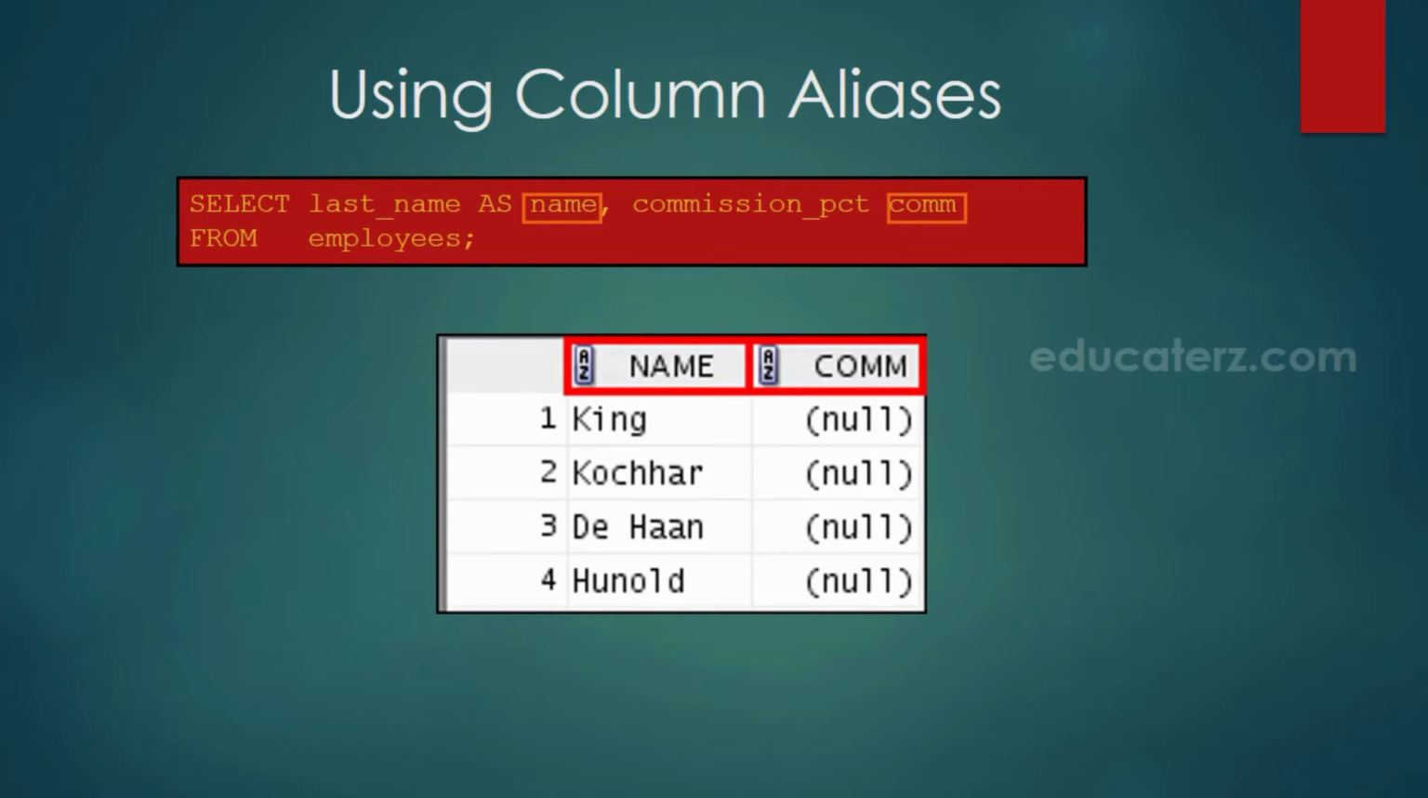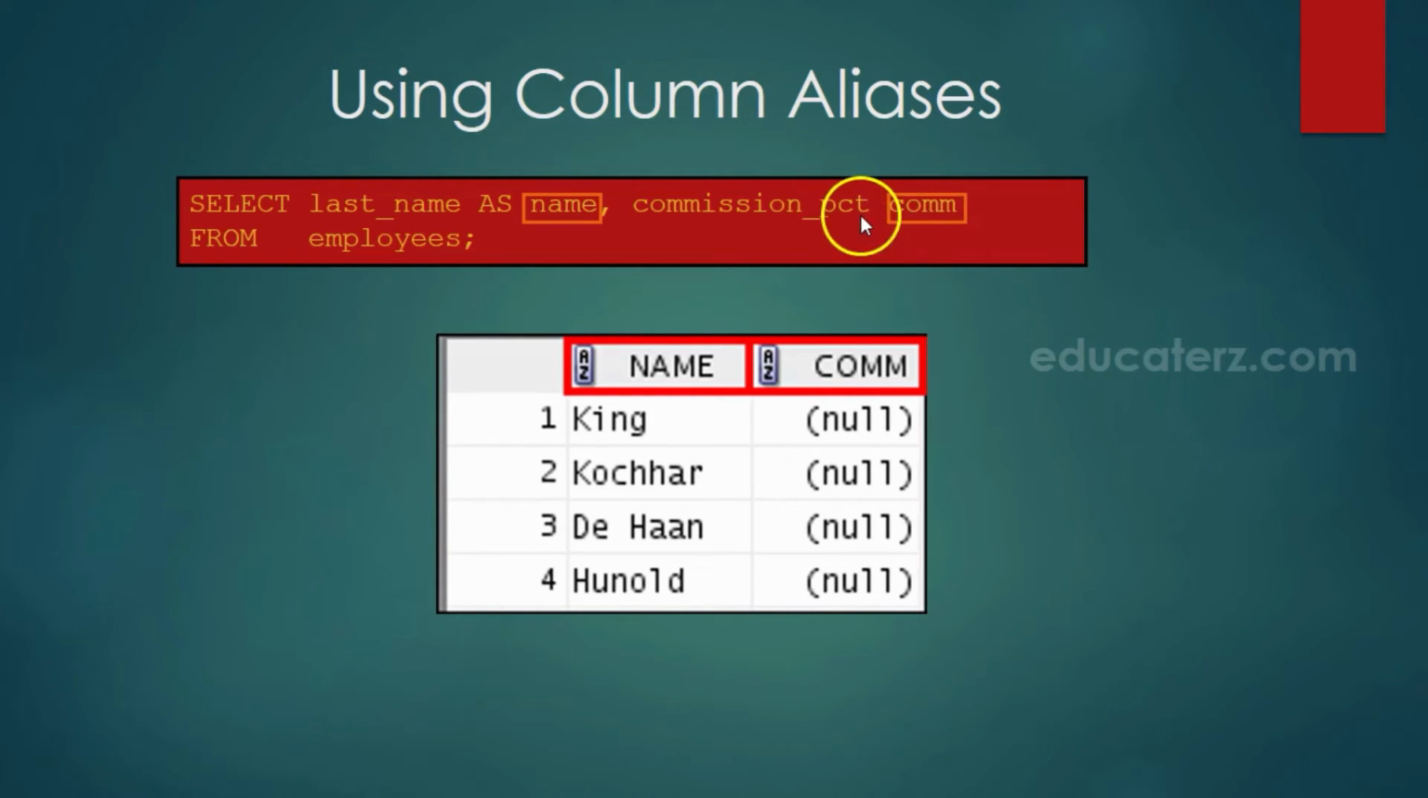Let us take an example. This query is retrieving two columns. One is last name, another is commission percent. So, select last name as name. Last name is the column name. This name which is put in this box is the alias name. So last name will appear as name in the heading of the result set. Similarly, commission percent is the column name and the alias name is given as com, simply com.